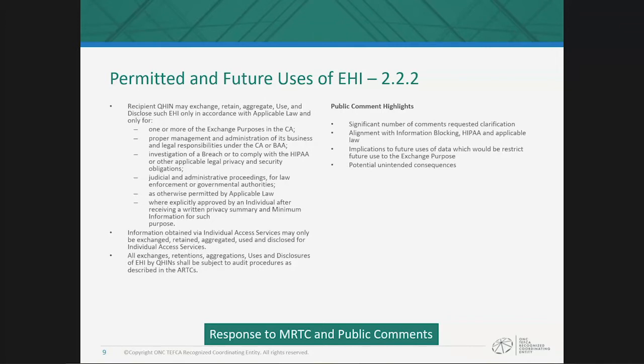Mariann? Well, there are a lot of comments about this one. There were, not surprisingly. And I think they're really wanting clarification about how this would actually work, and then there was a suggestion by some to align this with information blocking, HIPAA and other laws. But then there were others who raised questions, and I think this is really compelling.